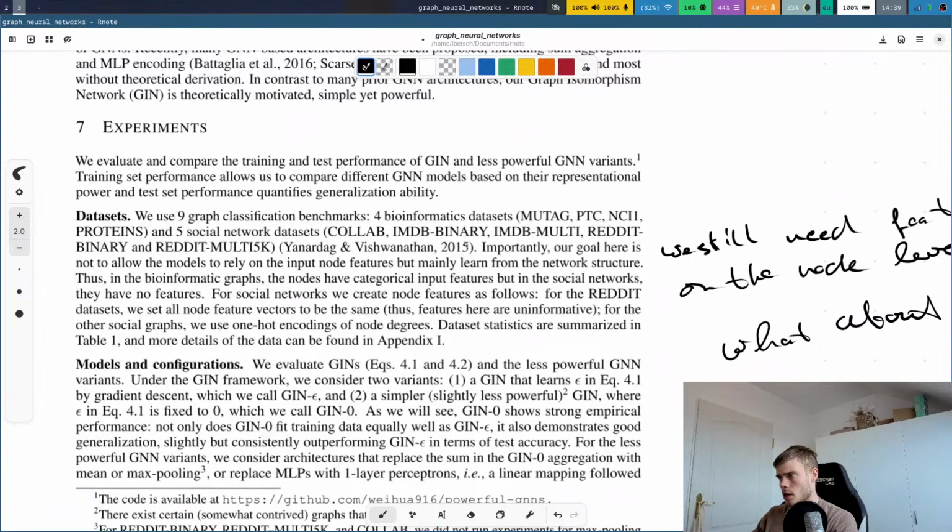Okay. Importantly, our goal here is not to allow the models to rely on the input node features, but mainly learn them from the network structure. Thus, in bioinformatic graphs, the nodes have categorical input features, but in the social networks, they have no features. For social networks, we created node features as follows. For the Reddit dataset, we set all node feature vectors to be the same. Thus, features here are uninformative. For the other social graphs, we use 100 encodings of node degrees.